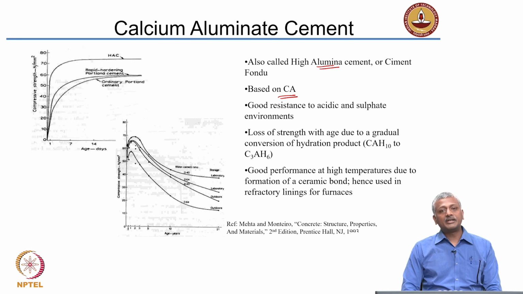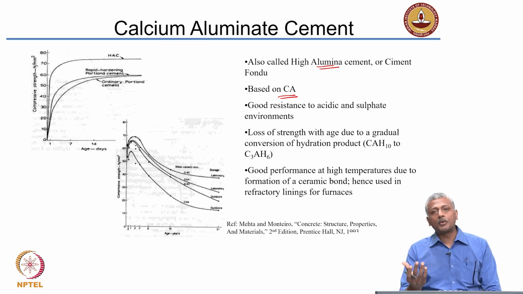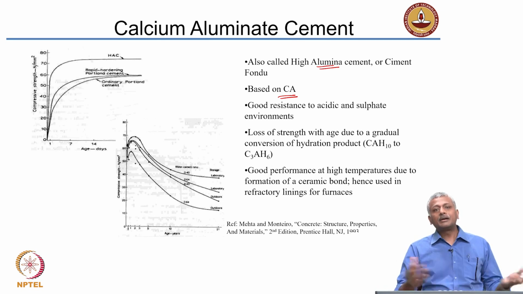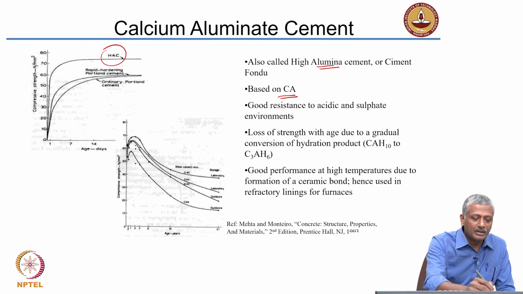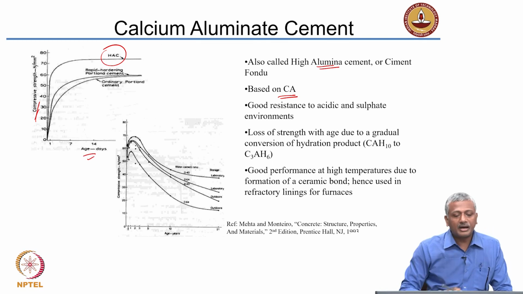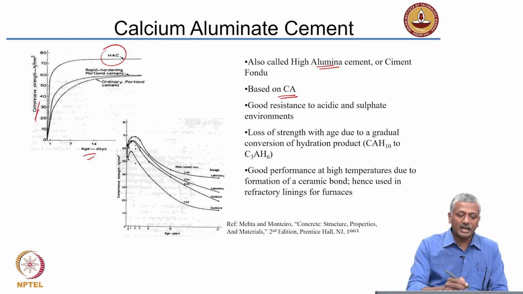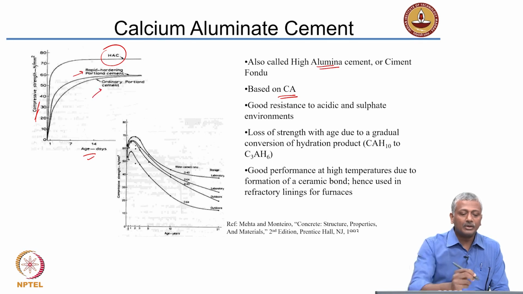Now, this type of cement became very popular after the end of the Second World War, especially in Germany, where they wanted to rebuild their infrastructure which had been completely bombarded and destroyed because of the war, right. So, they started building rapidly because this cement gains strength very rapidly. As you can see from this picture of strength versus age, the high alumina cement gains strength much more rapidly as compared to rapid hardening cement or OPC.